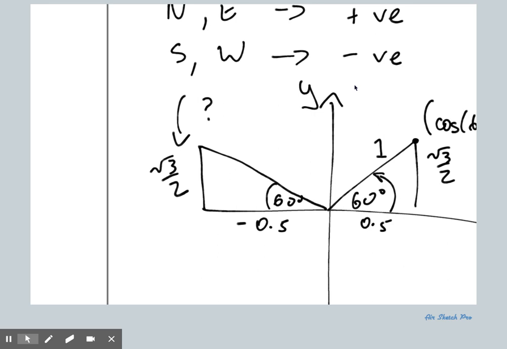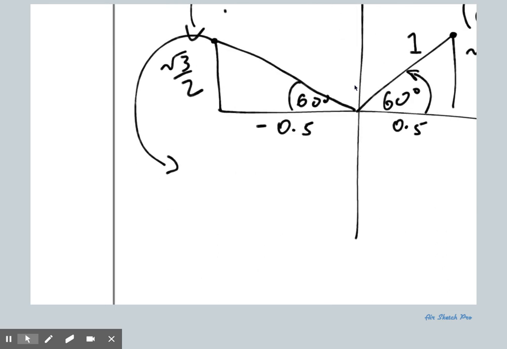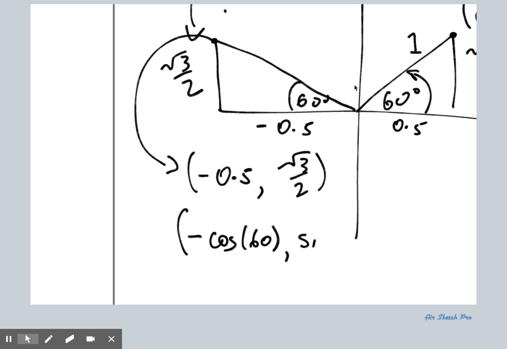Now, what about this one over here? I'm gonna have to go all messy here so we can draw it really clearly. The coordinates are -0.5 and positive √3/2. That is negative cos 60 and positive sine 60. Good so far? Well, this is really good for one reason.